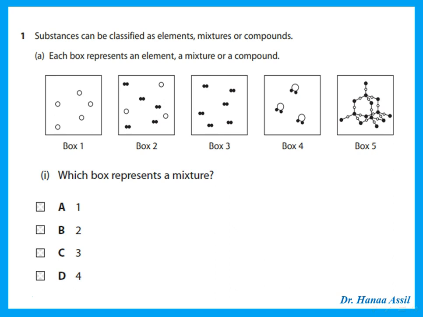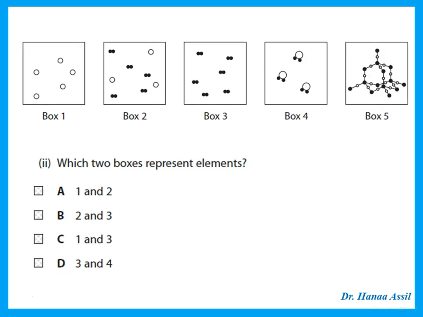The first one says substances can be classified as elements, mixtures, or compounds. Each box represents an element, a mixture, or a compound. Which box represents a mixture? I'm going to remind you again, a mixture is two or more substances added together. So you have to have different types of balls or symbols in a certain box. So of course, the one that represents a mixture is the one in box 2. You have two different types of substances.